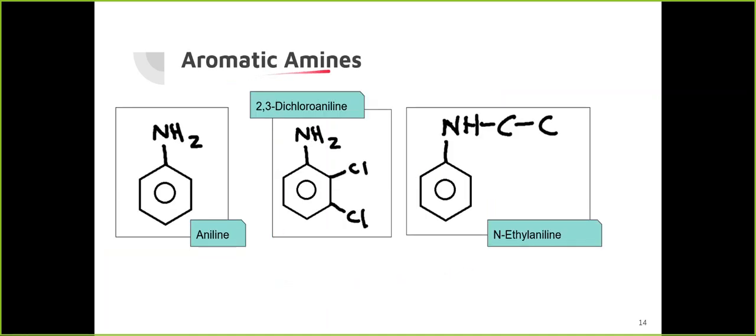If you have aromatic amines, just like we had phenol was a benzene ring with an OH, a benzene ring with an amino group is called aniline. And so if you have substituents on it, you use that base aniline. So we've got aniline here, and then again you start numbering with the amino group. So this is 2,3 dichloroaniline.